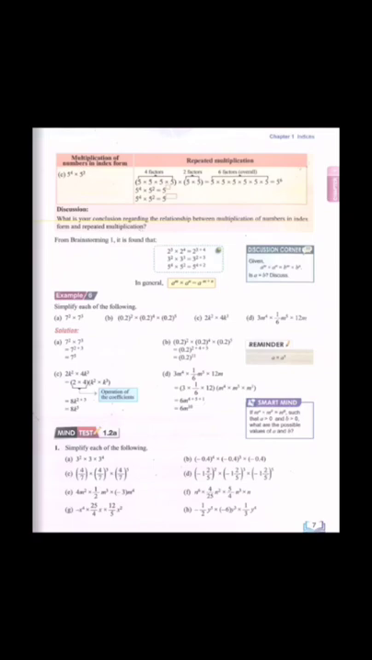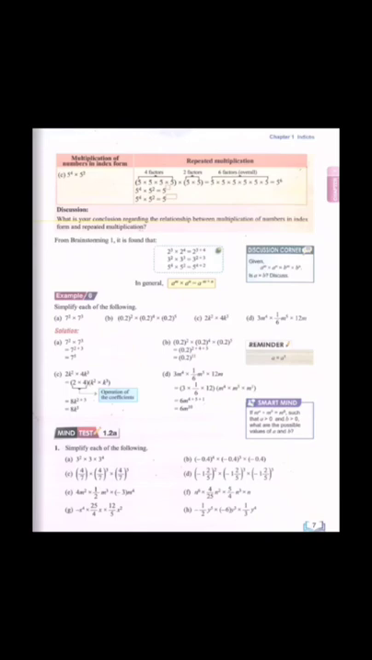B, 0.2 to the power of 2 times 0.2 to the power of 4 times 0.2 to the power of 5. The base is the same, so we just add the indices 2, 4 and 5. So the answer is 0.2 to the power of 11.